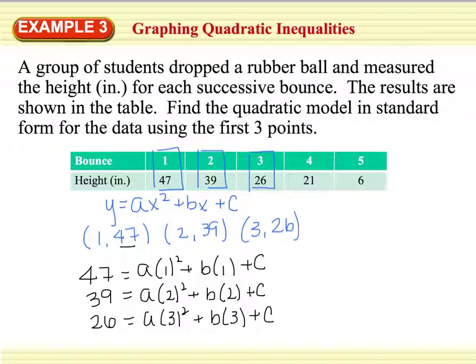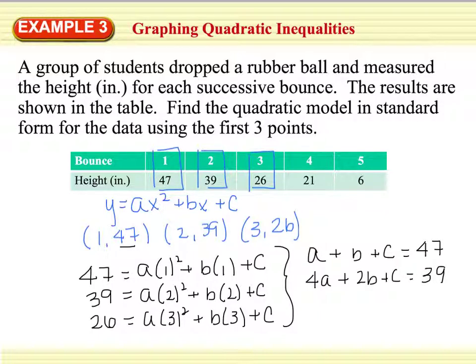Now I can take all of these and simplify them. So let's just rewrite these over here. And we end up with a plus b plus c equals 47. Then we have 4a plus 2b plus c equals 39. And then we end up with 9a plus 3b plus c equals 26.